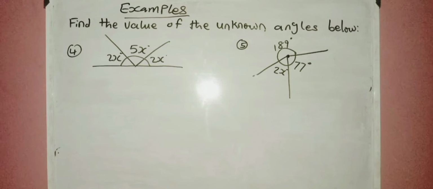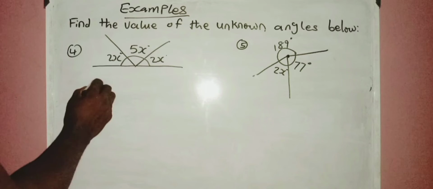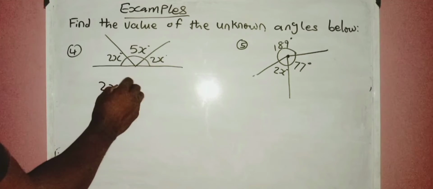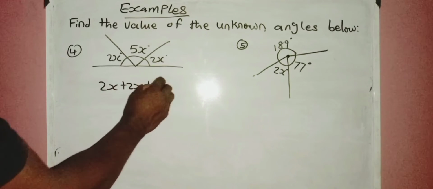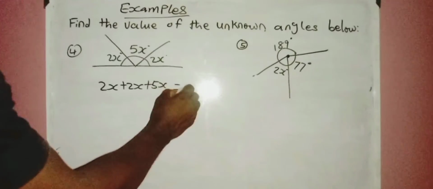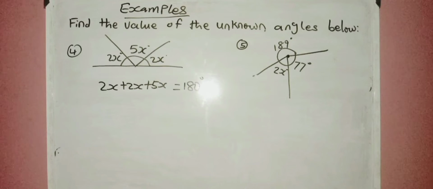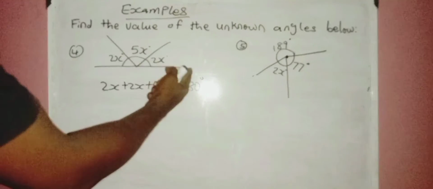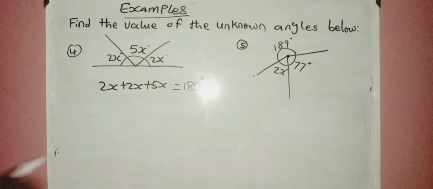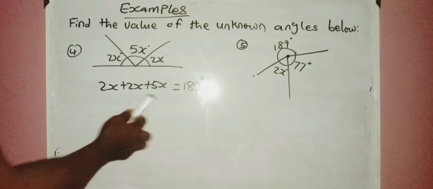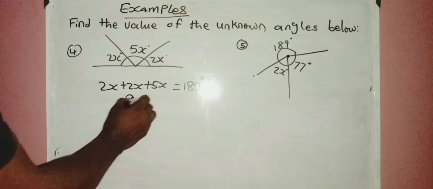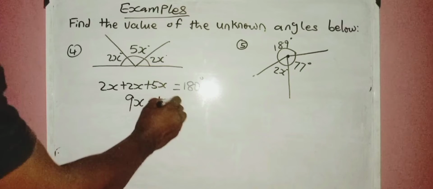Now, talking about this, we have to add everything. That will now be 2x plus 2x plus 5x equal to 180 degrees. Why do we say equal to 180 degrees? Because this is angle on a straight line. So 2x plus 2x plus 5x will give us 9x equal to 180 degrees.